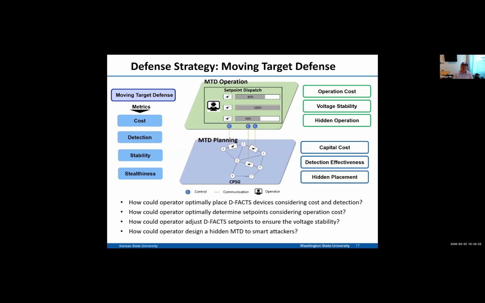Those 4 metrics have led to 4 critical research questions, as you can see at the top of this slide. How to optimally place D-FACTS devices, considering cost and detection; how to optimally determine the set point, considering operation cost; how we can adjust the D-FACTS devices to ensure voltage stability; and how we can design an MTD hidden from smart attackers. In our previous work, we have systematically addressed those questions through a series of publications.